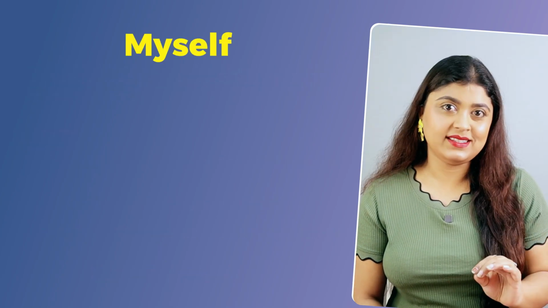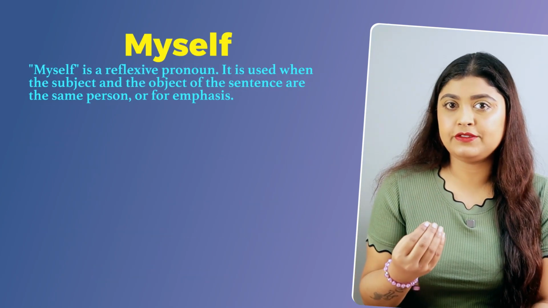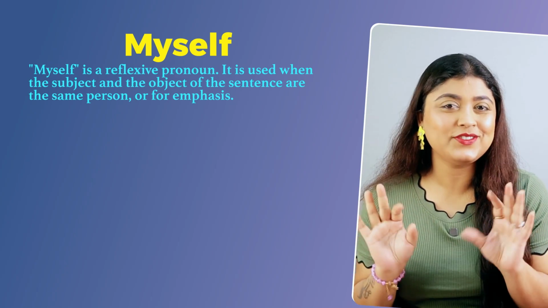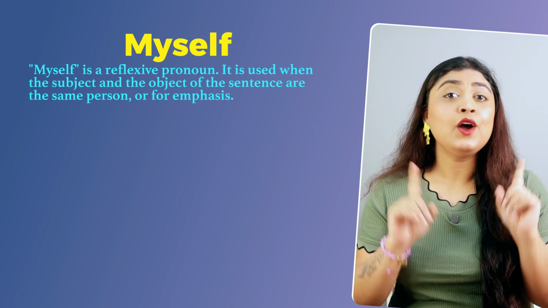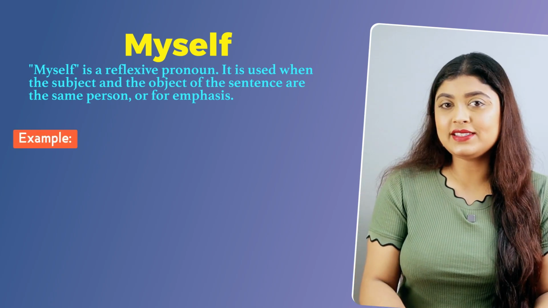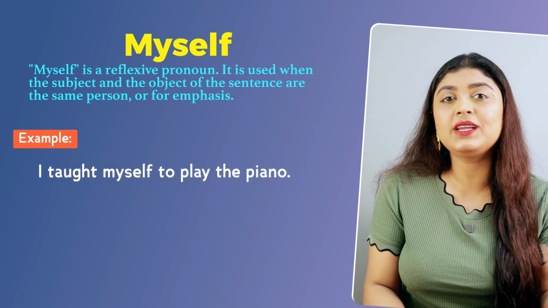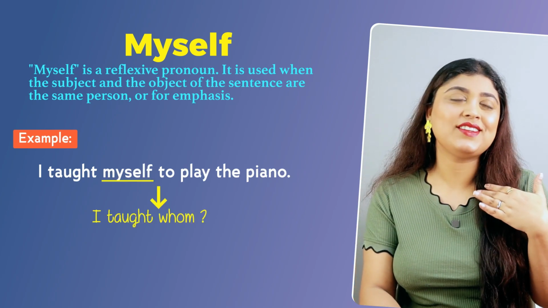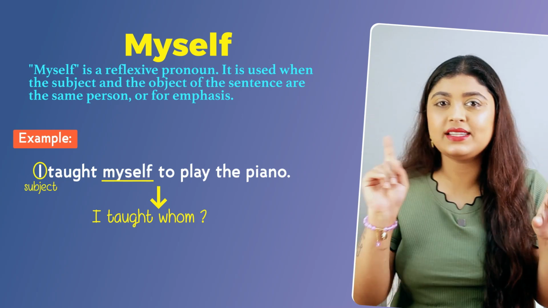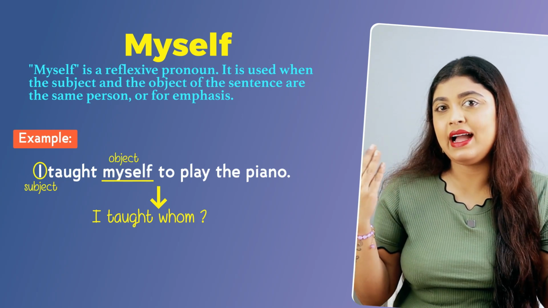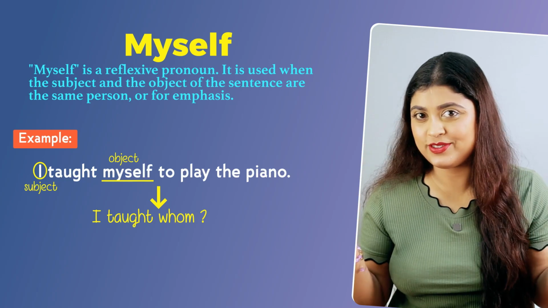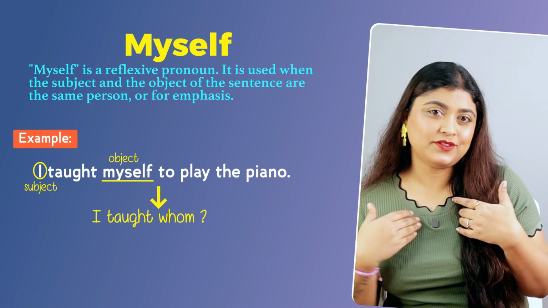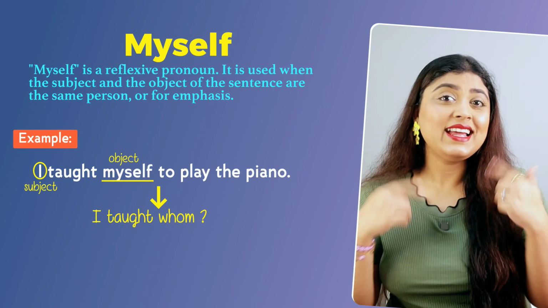Moving ahead with myself. Myself is a reflexive pronoun. It is used in a sentence when the subject and the object of a sentence are the same person, or for emphasis. For instance, I taught myself to play the piano. I taught whom? I taught myself. So I is the subject, myself here is the object, and it's the same person, right? I'm talking about myself only. So I taught myself, not someone else.